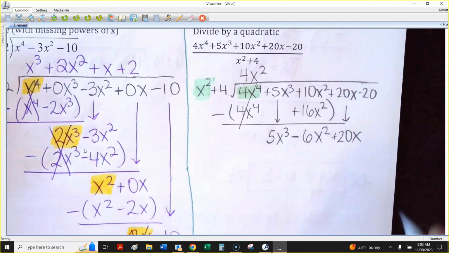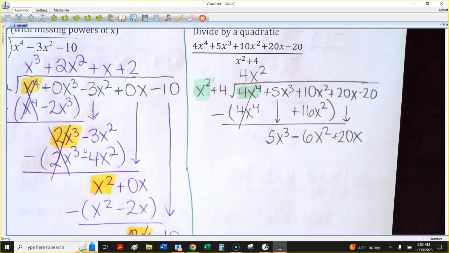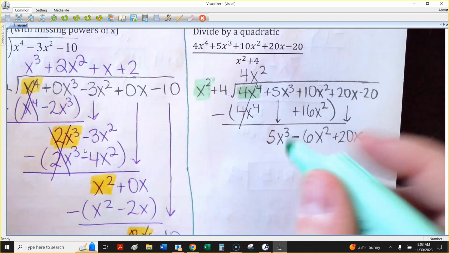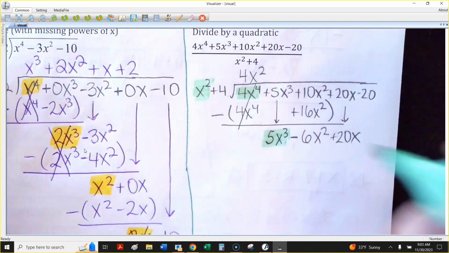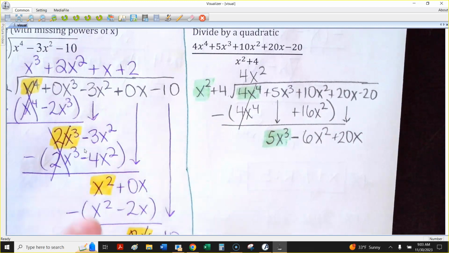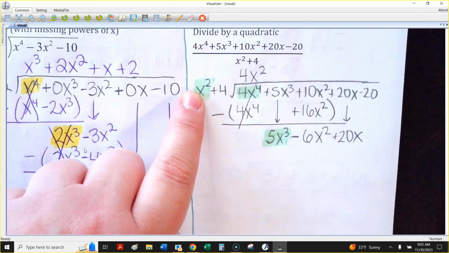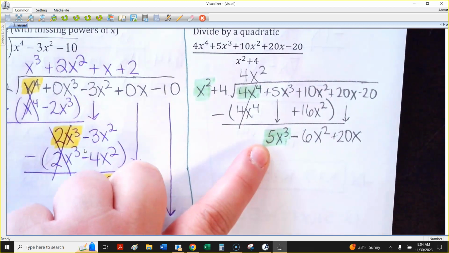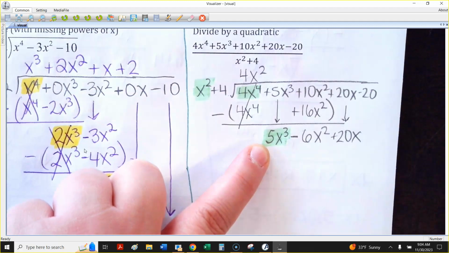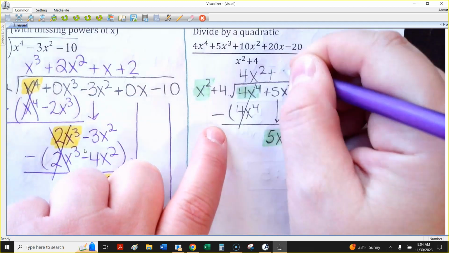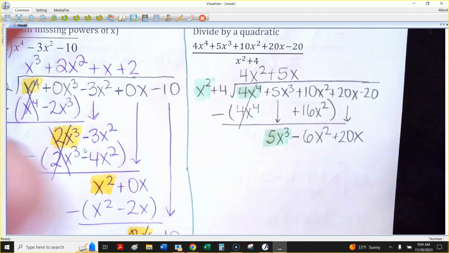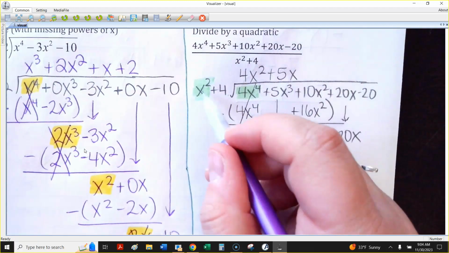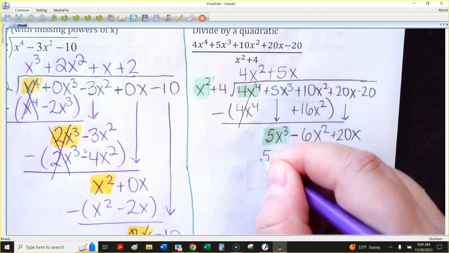I know this has 3 parts, but this will make more sense when we do the next step. So don't forget about the 5x cubed. There just wasn't anything to subtract from that in that first step. What would you multiply x squared by to turn it into 5x to the third? What do we think? 5x. Okay. So I need a 5 and I need another power of x. 5x times x squared is 5x to the third.